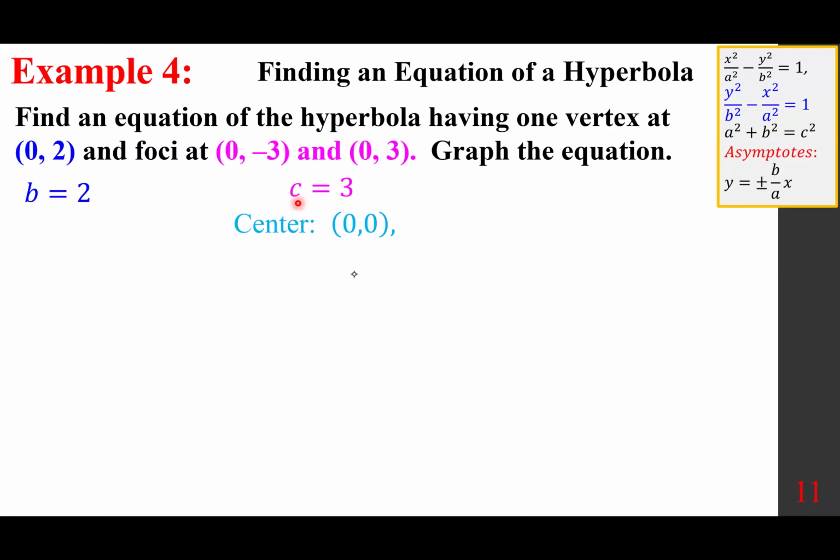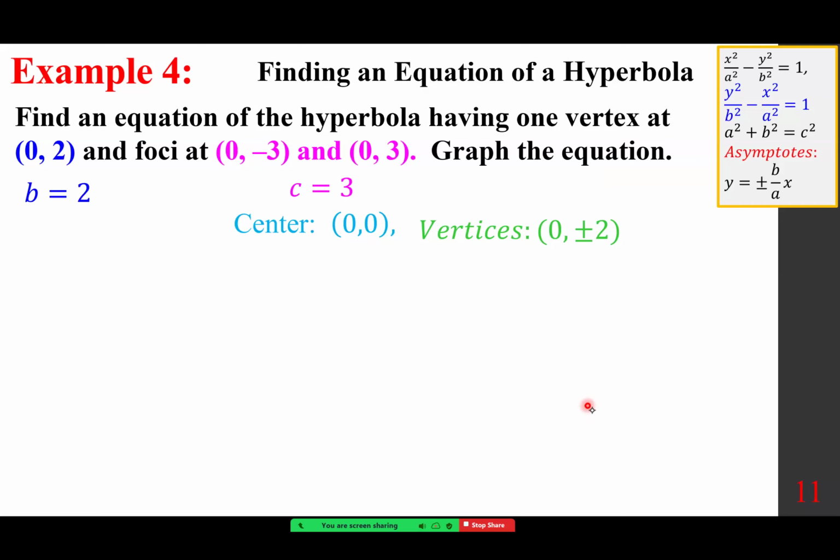You can graph the center 0, 0. You can graph the vertices at 0, 2, and 0, negative 2. So from 0, 0, go up and down by 2 units. Those are the vertices, and 0, 3, and 0, negative 3 are the foci.